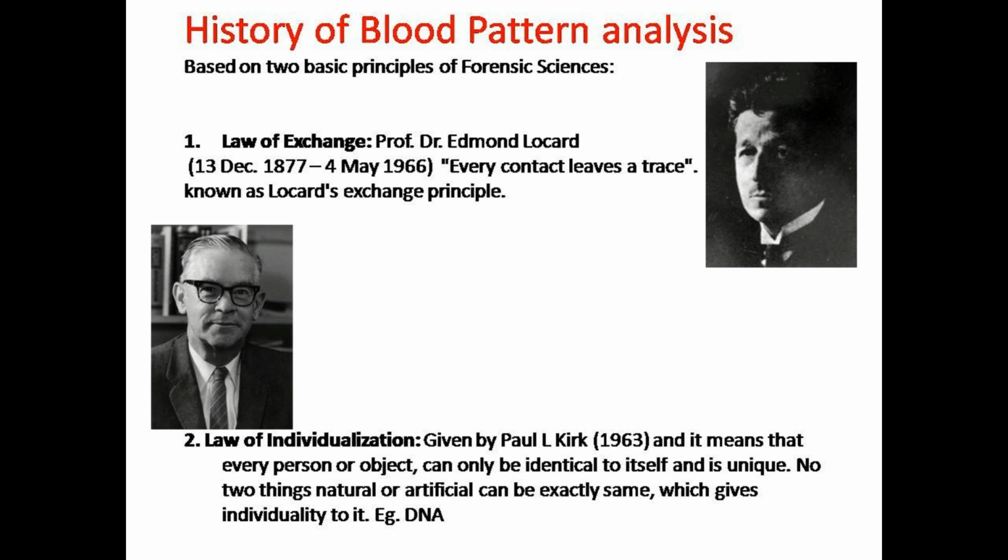Now the next principle is the principle of individualization, which simply means that every individual has certain characteristics which are special for that particular person. Like, for two persons the DNA cannot be the same. Every person has a unique DNA, or there are certain proteins or enzymes which are particular to an individual. So on the basis of these individual things, we can identify the particular person involved in the crime. So the whole blood pattern analysis is based on these two basic principles of forensic science.